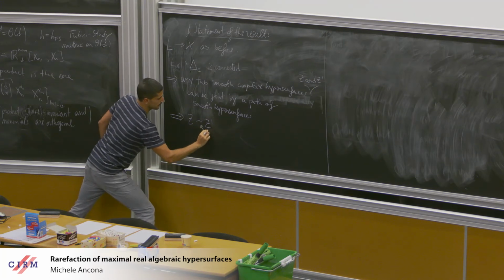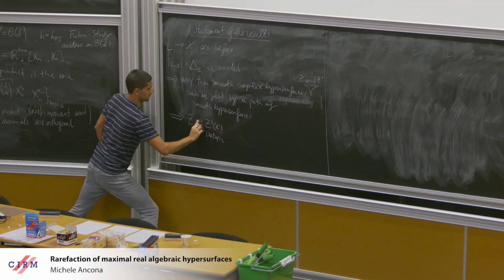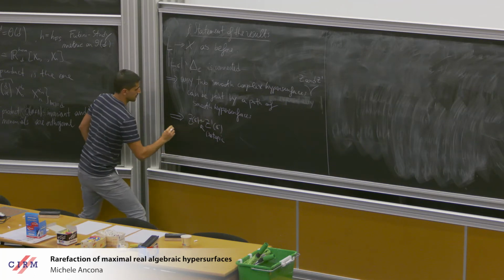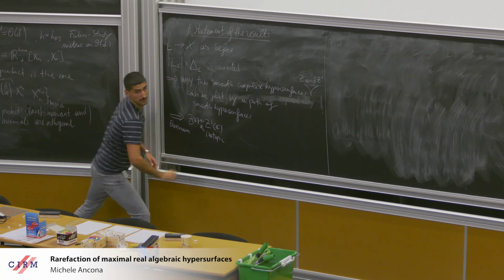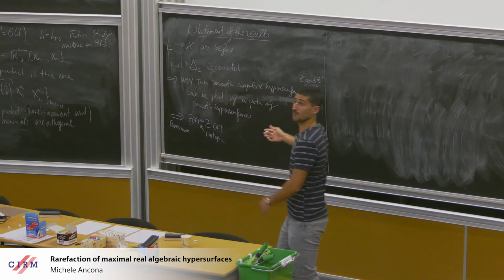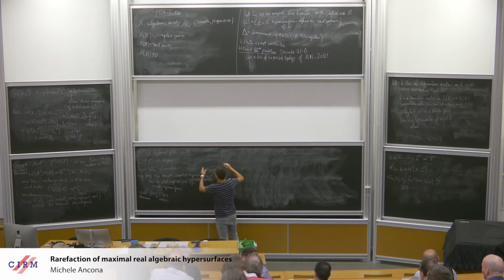Are isotopic. Let's say the complex points. So this is by Ehresmann. So in particular, they have the same topology. The topology does not depend on the choice of the smooth hypersurface. On R, this is not true.